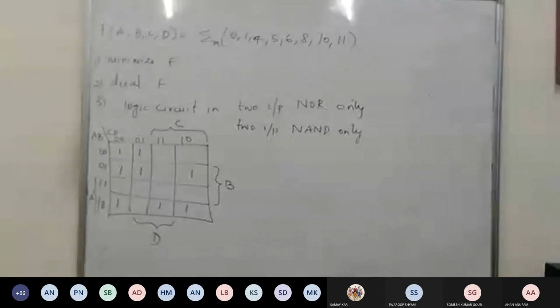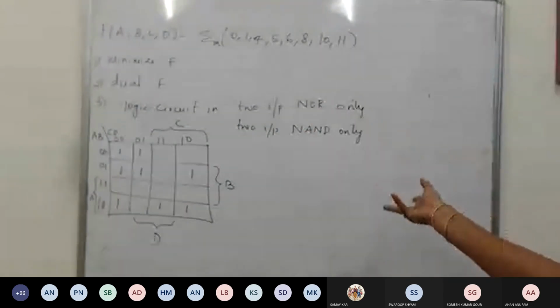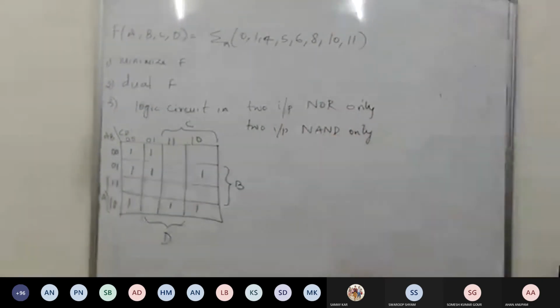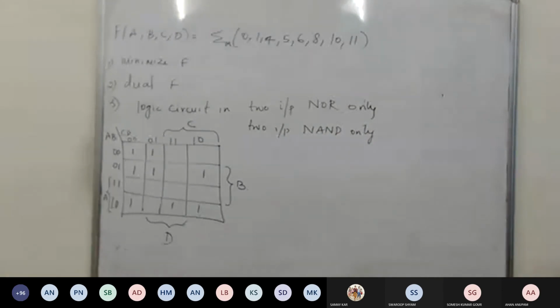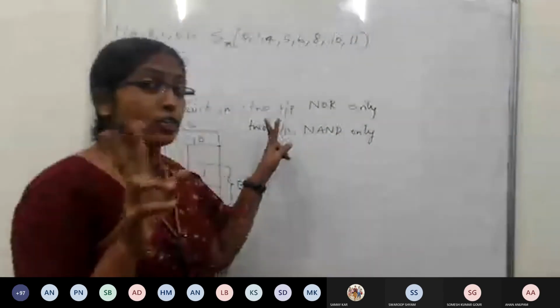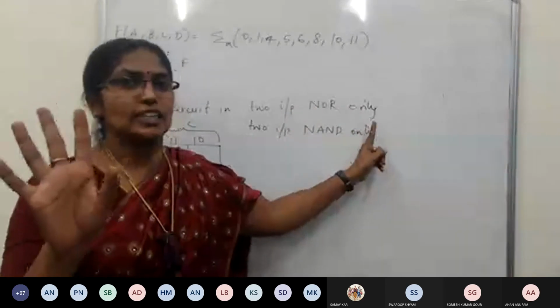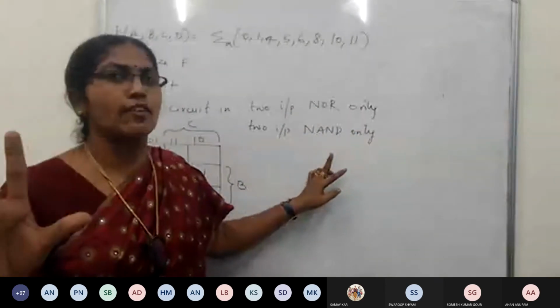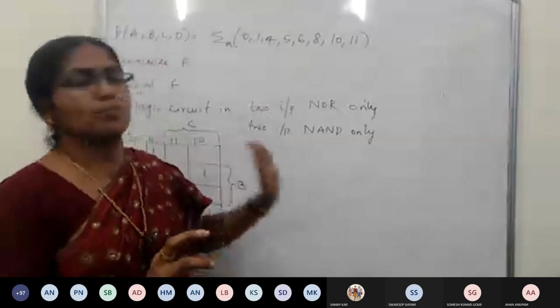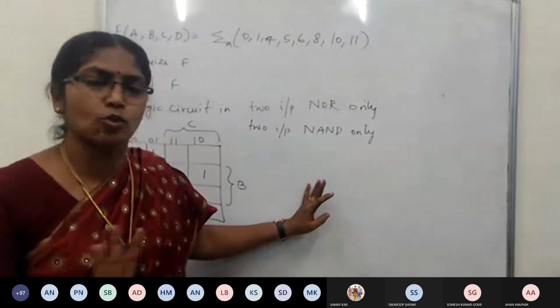Ma'am, for the logic circuit, can we use only 2 NOR gates? Not 2 NOR gates, clearly I have written. See, a 3 input NOR gate is also available. I am asking for 2 input NOR gates only. Not only 2 NOR. 2 input NOR only. I didn't tell you how many NORs you have to use. I told NOR should be having 2 inputs. Any number, you can use 100 also, no problem.